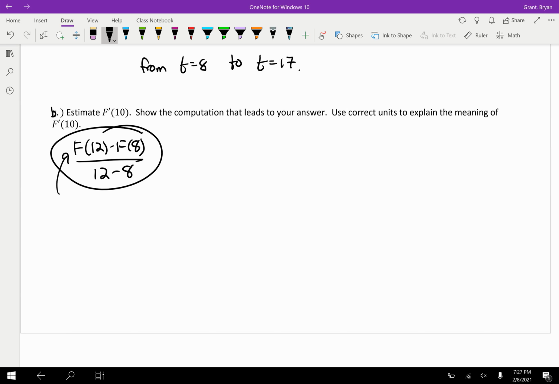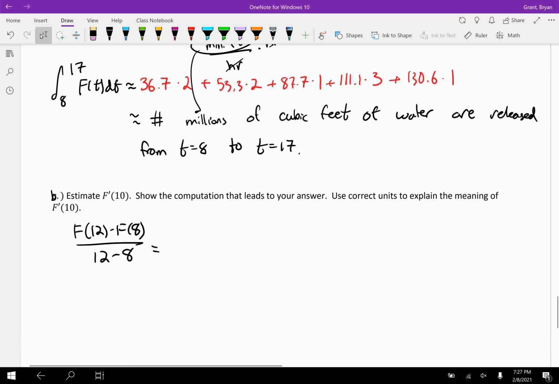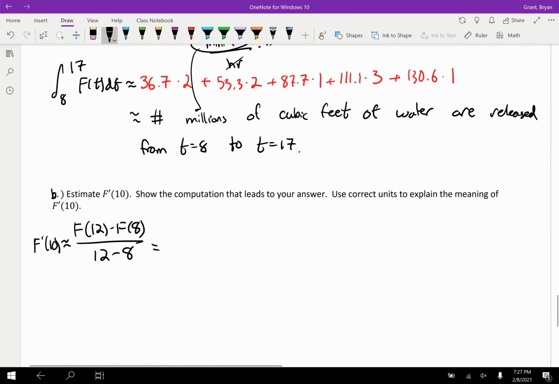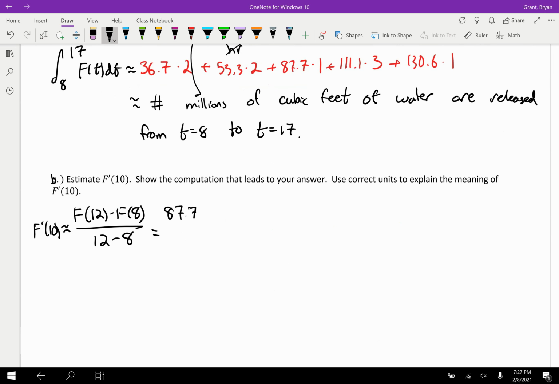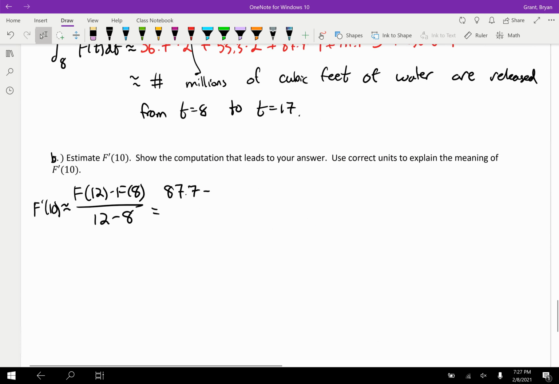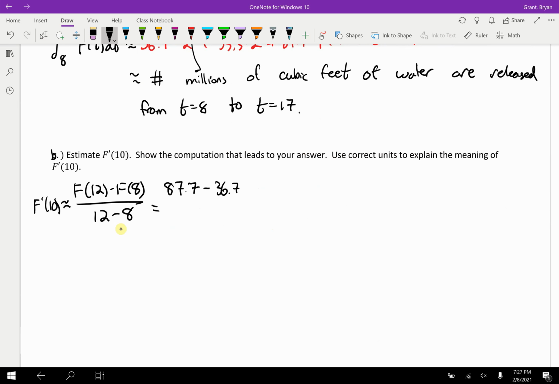Couldn't you write lowercase f? Yes, you could. So as we go through here, and we should also probably say that we are approximating F prime of 10. Show the setup. What are we trying to accomplish? F of 12 is 87.7, and F of 8 is 36.7. Oh, that actually makes the math much nicer. Over 12 minus 8, which is 4. Right? These 7s are going to cancel out. And then 87 minus 36. Oh, tough math. That's a 1. That's 51 over 4. Cool. And I'm not going to reduce because I'm a rebel.